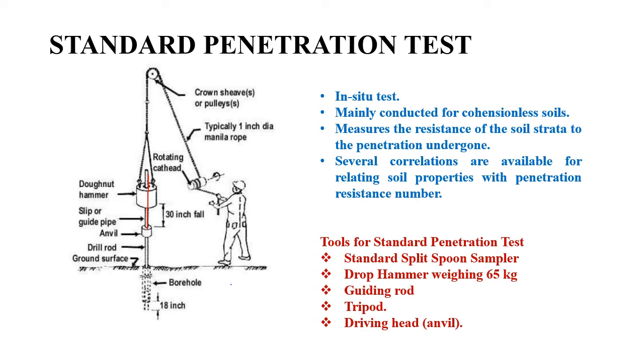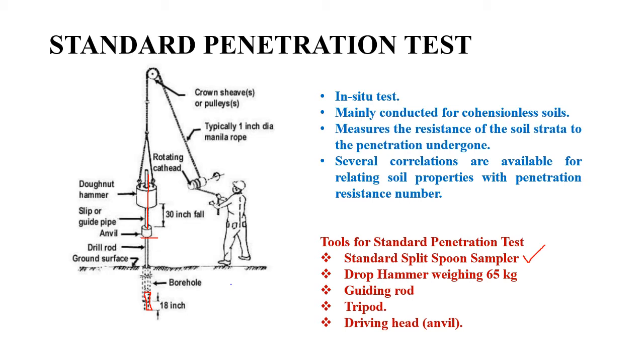So depending on that, the drill rod length can be increased further. Now this drill rod is attached to the anvil by means of a coupling. At this part you will have a coupling which is used to attach the drill rod with the anvil, and at the end of this drill rod, it's not that visible, there is a sampler which is attached. Now that sampler which is used in standard penetration test is called a standard split spoon sampler.